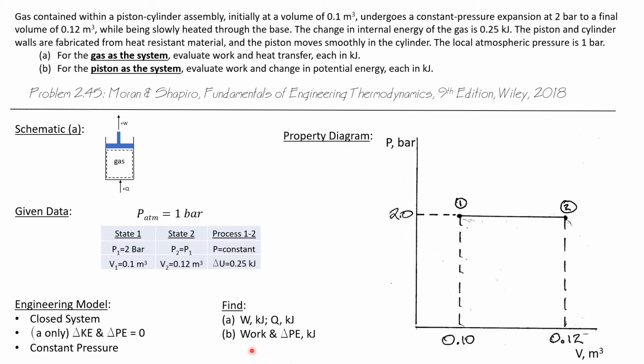Now for part B, where the piston is defined as the system, we want to find the work done by the system, and we also want to find the change in potential energy of the system.